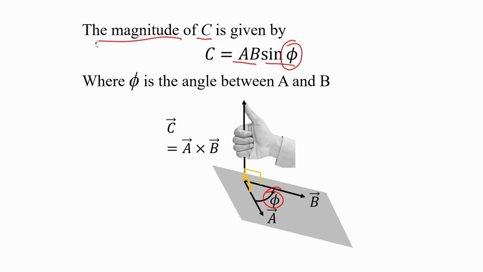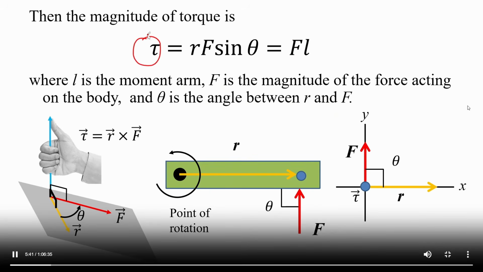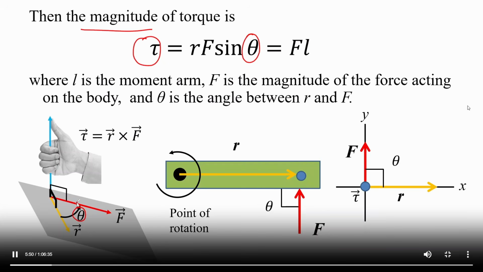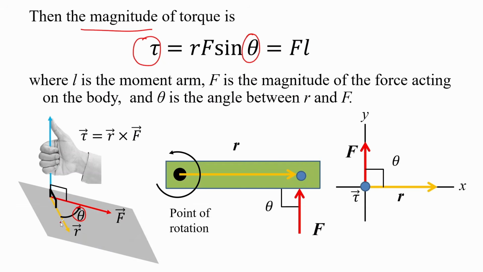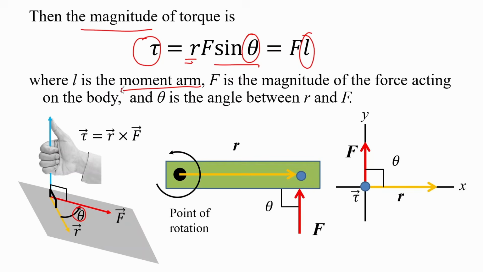Okay? So if you're asked to determine the magnitude, we simply multiply AB sine phi. This is different from your scalar product. The scalar product is a cosine function. Here is a sine function. So, the magnitude of the torque is just the radius times the force times sine theta. Theta is just the angle between the vector of the radius, or the distance from the force to the point of rotation or vice versa, and the force F. And it can be simplified: r times sine theta as L. L is the moment arm. Moment arm, okay?